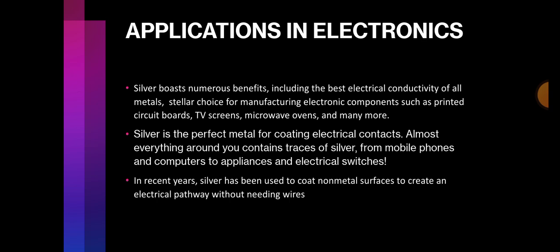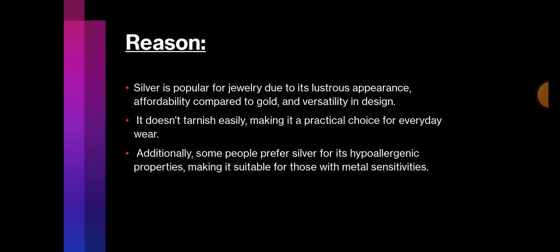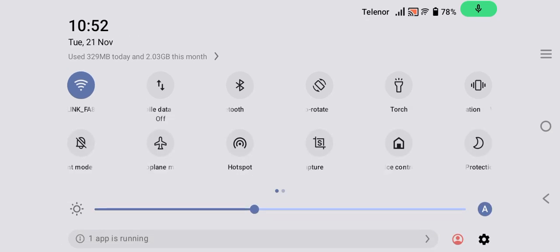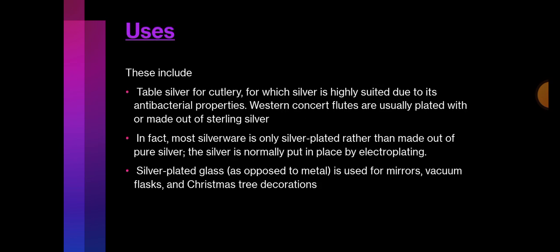Jewelry. The major use of silver besides coinage throughout most of history was the manufacture of jewelry and other general use items, and this continues to be the major use today. Reason. Silver is popular for jewelry due to its lustrous appearance, affordability compared to gold, and versatility in design. It doesn't tarnish easily, making it a practical choice for everyday wear. Additionally, some people prefer silver for its hypoallergenic properties, making it suitable for those with metal sensitivities.